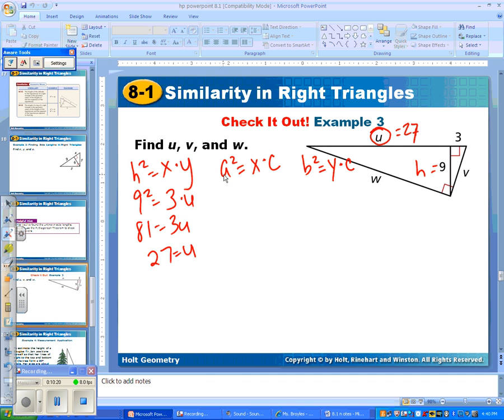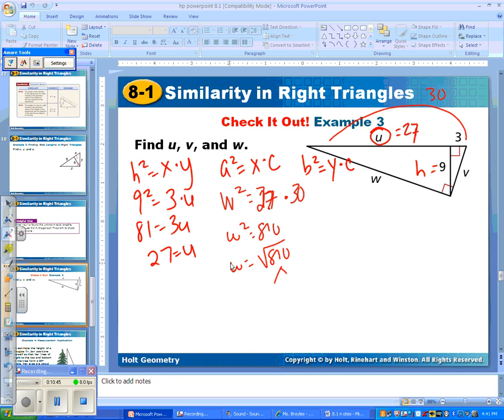Let's say A is W. So this part of the leg squared is going to equal the part closest to it, 27, times the whole hypotenuse, 27 plus 3 is 30. And then 27 times 30 is 810. And then you're going to have to square root it.